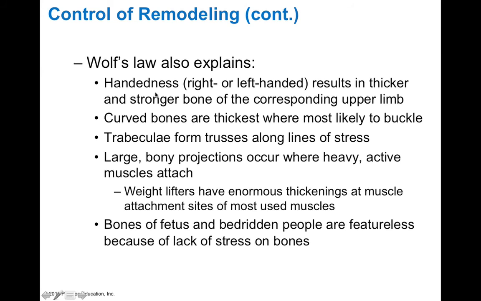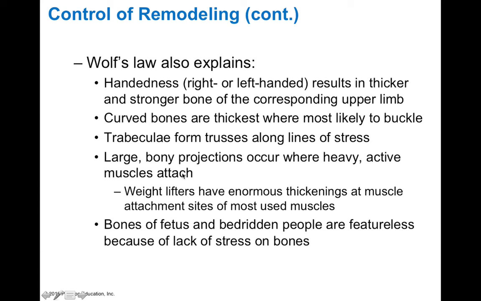So Wolff's Law explains the handedness of bone. The hand that you use the most, whether you're right-handed or left-handed, results in thicker and stronger bones that correspond with that hand. Right-handed individuals will have thicker bones on the right side of their body because they're more likely to use their right hand for a lot of tasks. Now, curved bones are thickest where they're most likely to buckle. Trabeculae, or the spongy bone in these bones, can form trusses along lines of stress. And large bony projections occur where heavy, active muscles attach.